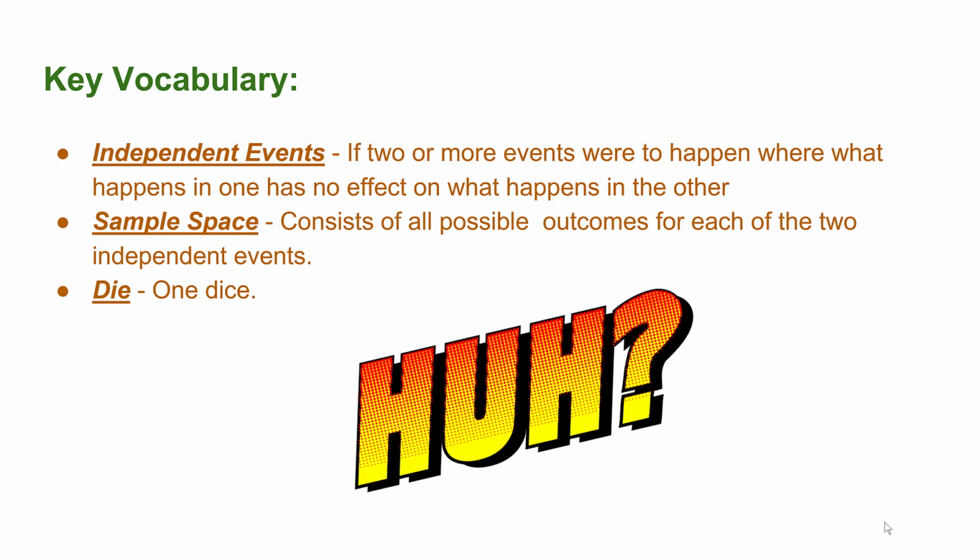Key vocabulary. Independent events: if two or more events were to happen, where what happens in one has no effect on what happens in the other. I'll explain this in the next slide and give examples. Sample space consists of all possible outcomes for each of the two independent events. Die means one dice. The things you roll that have 6 sides and 6 numbers.